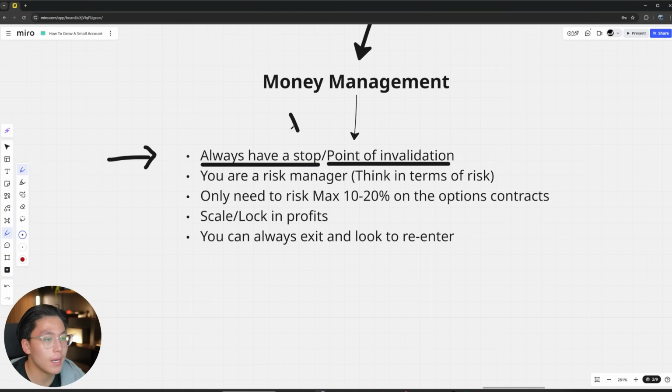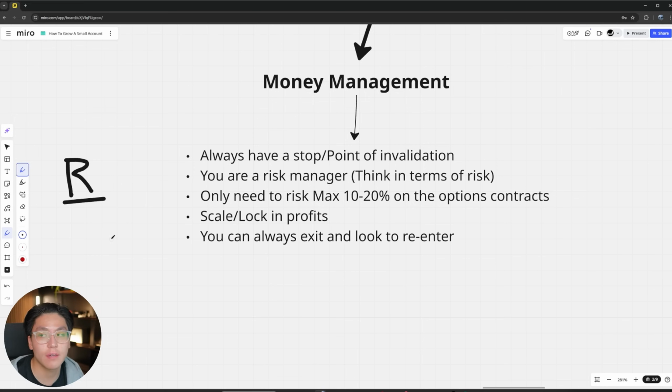A stop can be a mental stop. It can be a hard stop, depending on which asset class you trade. And a point of invalidation is similar to a stop loss, it's where you're wrong on a trade. Where are we going to cut the trade if price goes to X? Number 2, we have to think in terms of risk. Whenever we're trading in the markets, we always have to think in terms of risk, which is our multiple. How much are we risking on a given trade depending on the setup? We don't think in terms of reward, we think in terms of risk because that is the only thing we can control.